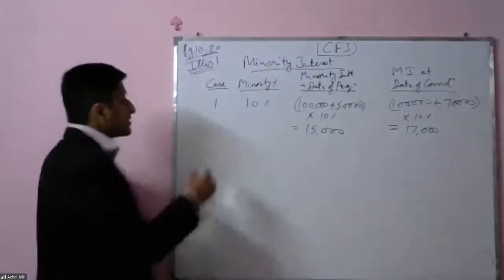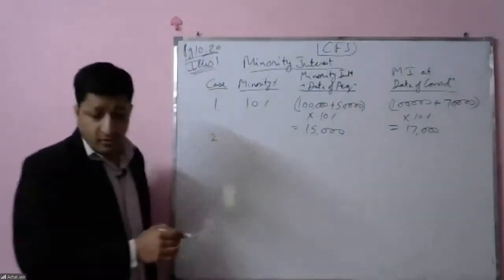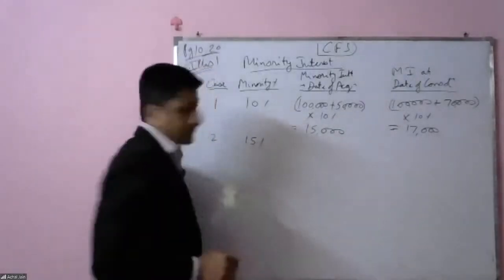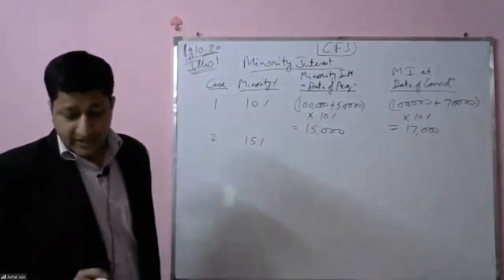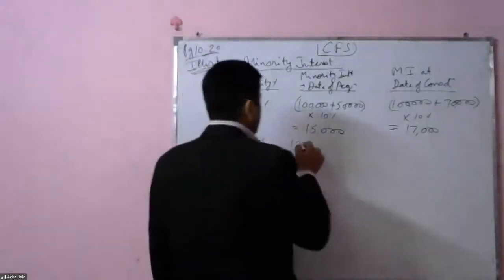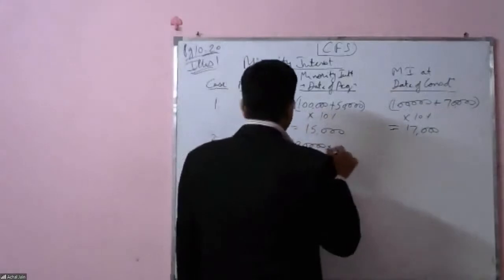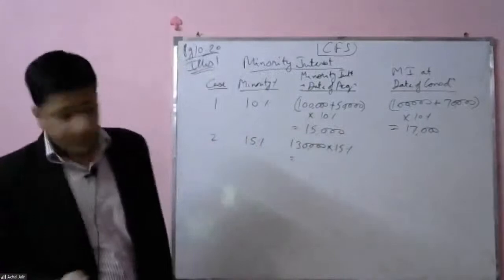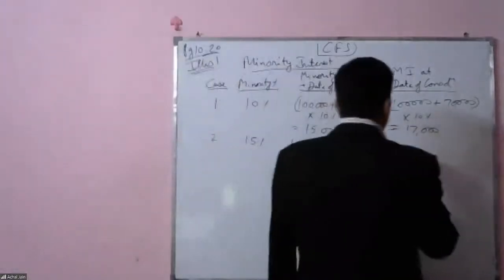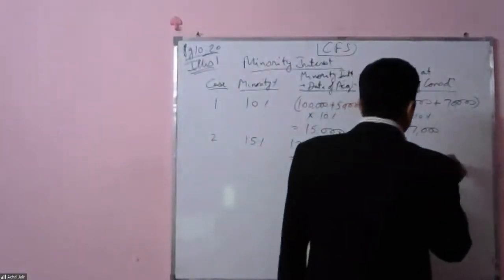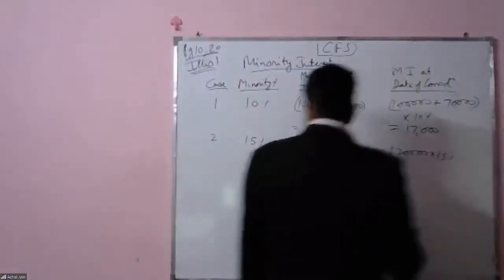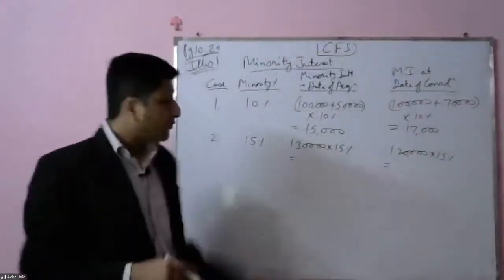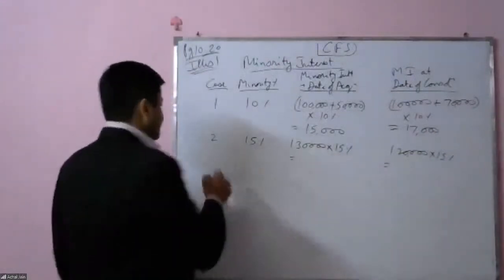Now, moving on to case number 2. All of you, can you start quickly solving this now? This will be 15%. And now for this, it's 1,30,000 into 15%. So what do we get? Can you quickly compute and let me know? 1,20,000 into 15%. Easy to do. Can you quickly tell me the amounts?